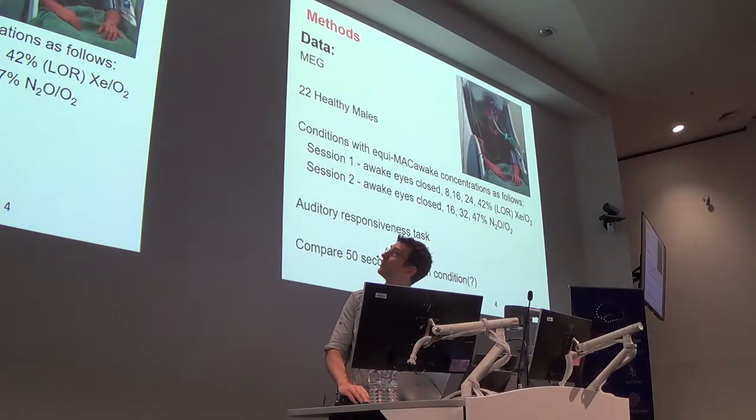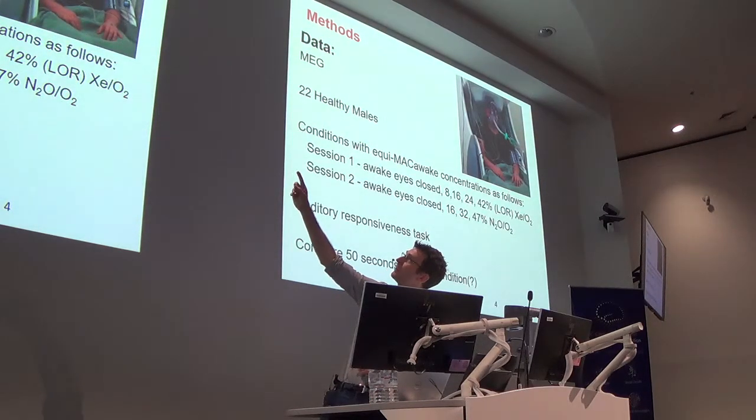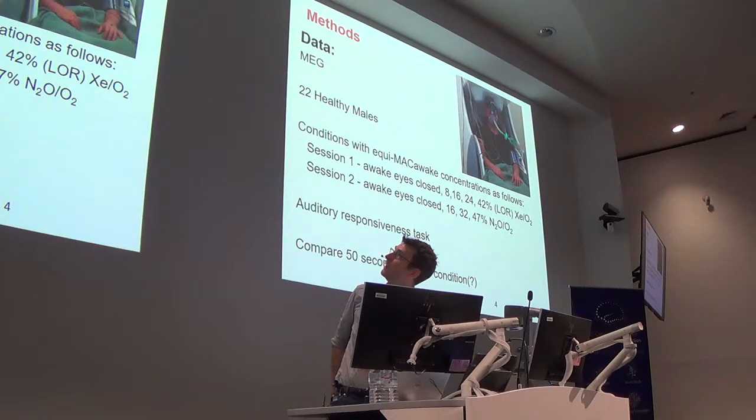I'll just go back because I didn't really explain the setup. Here you can see a subject in the MEG scanner, so they've got an EEG cap on, and they're getting the anaesthesia delivered by a mask, and the anaesthesia machine's outside of the room, and so the gas is passed through the waveguide into the room to the patient, the subject, sorry.